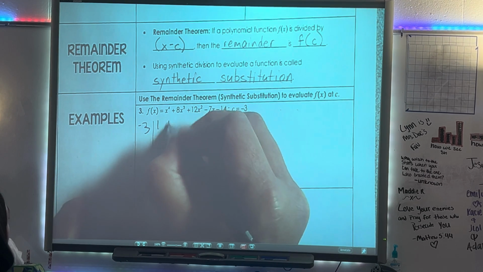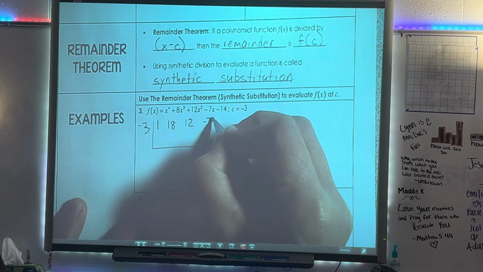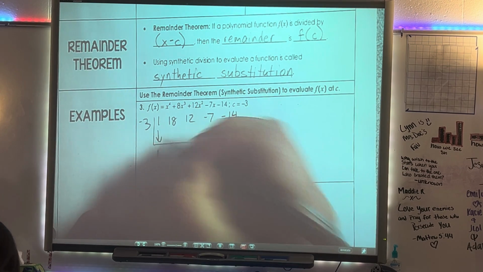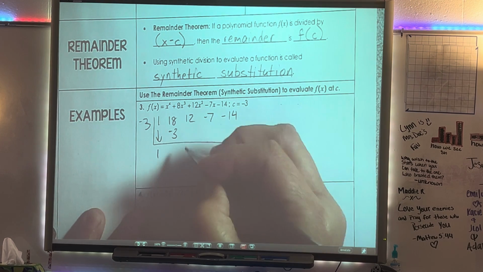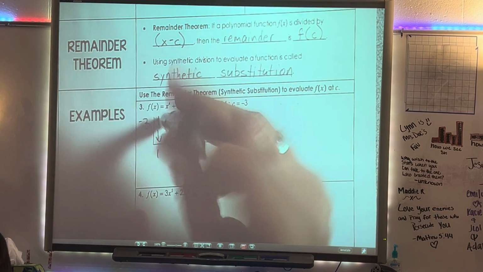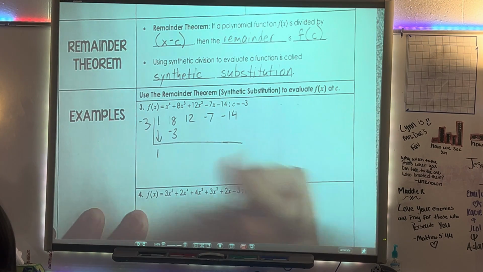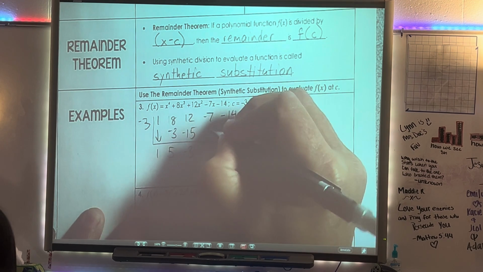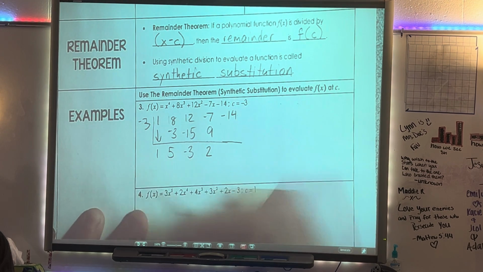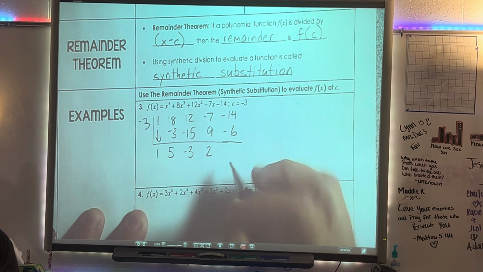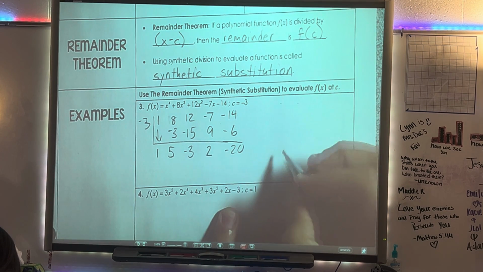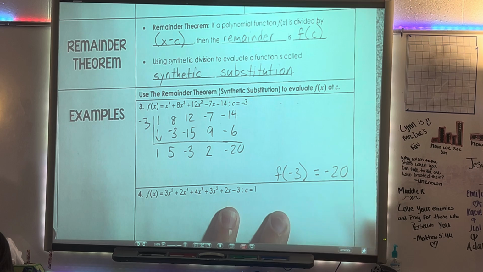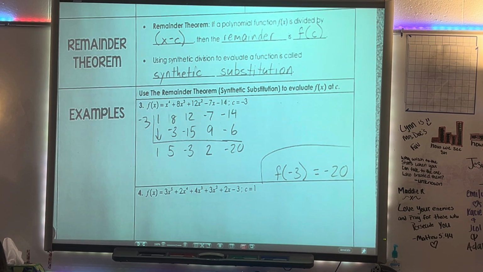So I've got 1, 18, 12, -7, -14. We're going to go by 1, -3. Oh, that's an 8, 18. That's a -2. Alright, so we get a -20 as the remainder. So that means f of -3 would equal -20 when I plugged it in. And you can check it and prove it, but it is true.